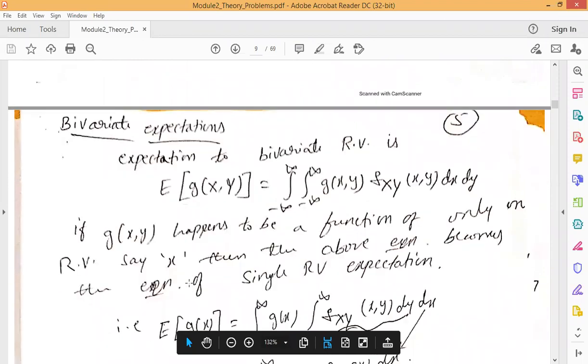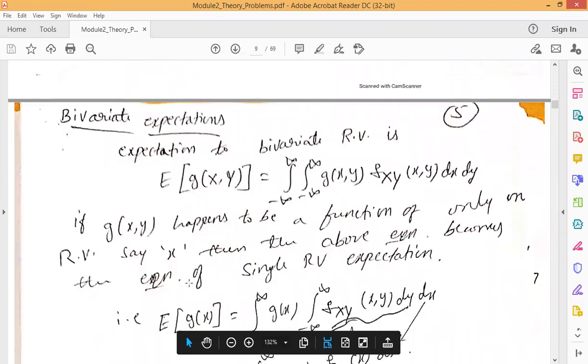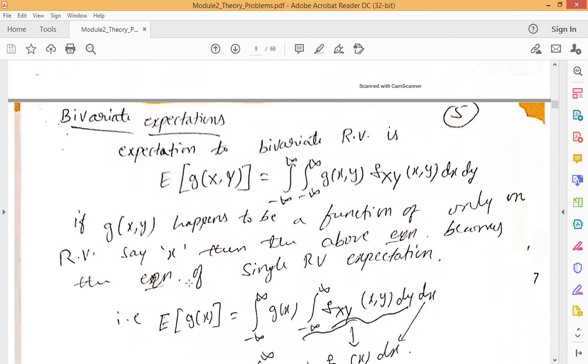The next topic is bivariate expectations. We have already seen the expectation equation for a single random variable. Here the same equations are going to be rewritten for the bivariate random variable. For the bivariate random variable, the expectation is defined as expectation of g of x comma y is equal to the double integral, with the integral ranging from minus infinity to plus infinity for both x and y, of g of x comma y, f_XY of x comma y dx dy.